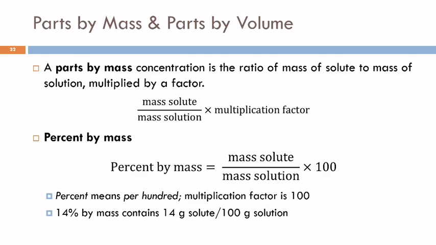Then parts by mass and parts by volume. So parts by mass looks at the ratio of mass of solute to mass of solution. So it's the mass of the solute divided by the mass of the solution, and then times some multiplication factor. And that factor is indicated in the name. Percent literally means per 100. So percent is the mass of the solute divided by the mass of the solution times 100. We're familiar with that. And then percentage can be written as a very convenient conversion factor. 14% by mass means that the solution has 14 grams of solute per 100 grams of solution. It's how many parts per 100 parts.